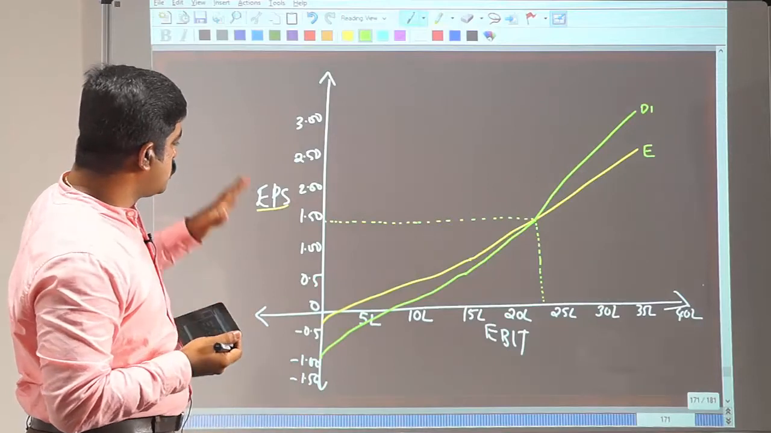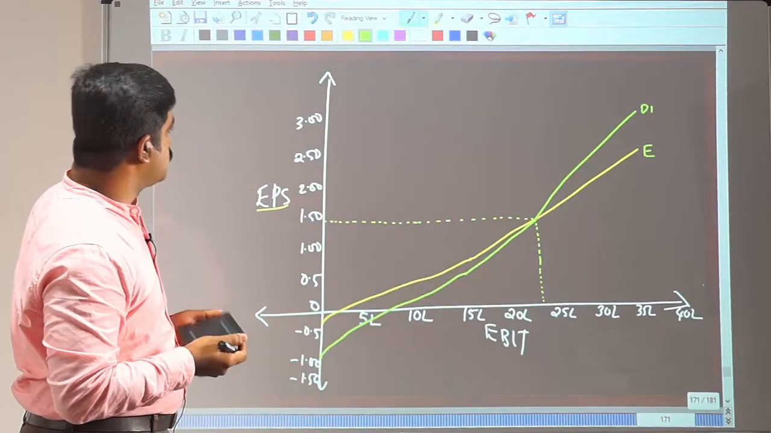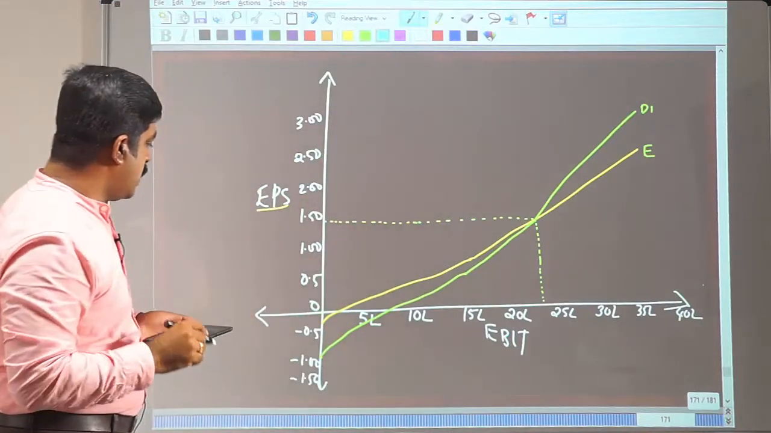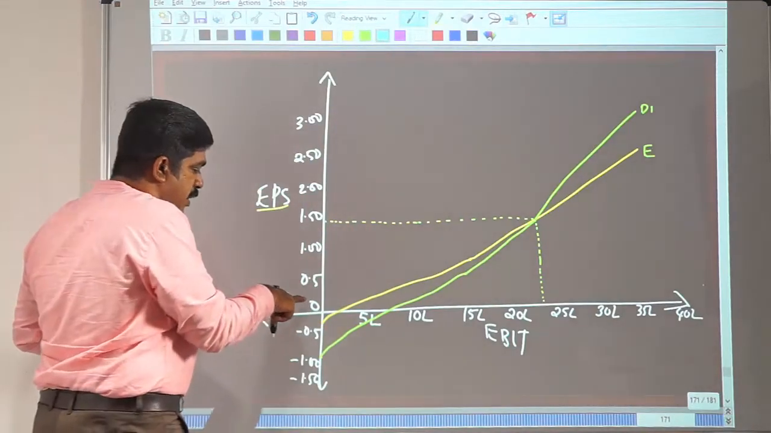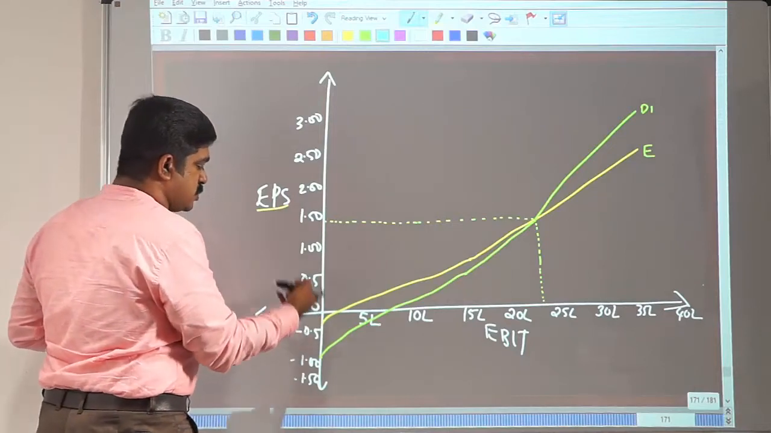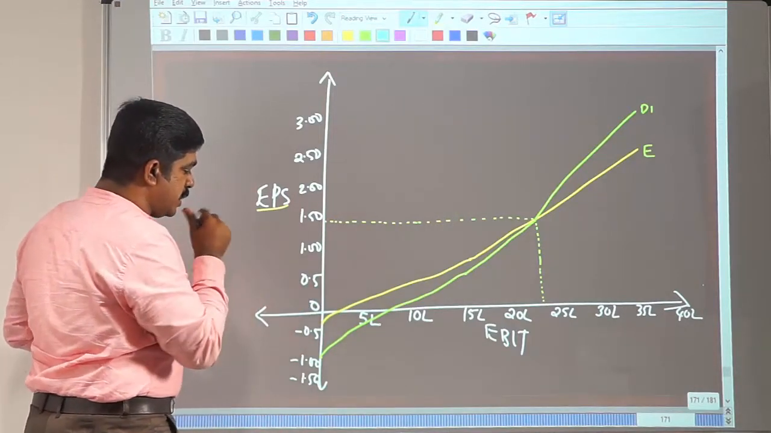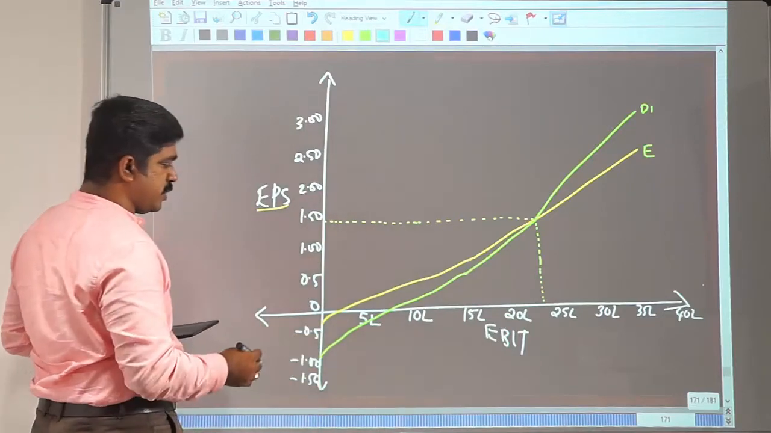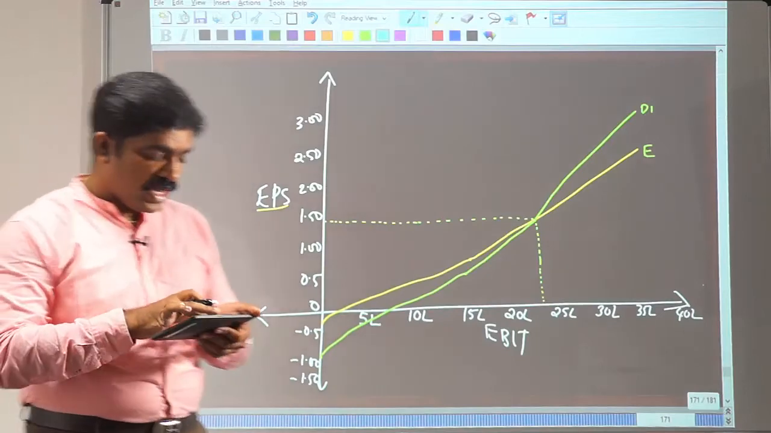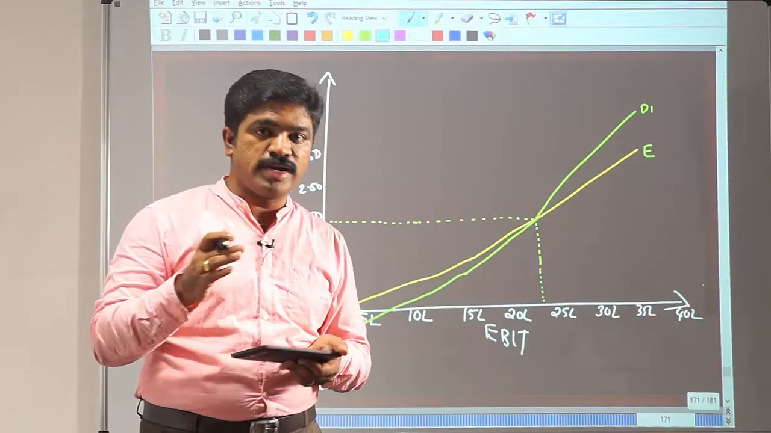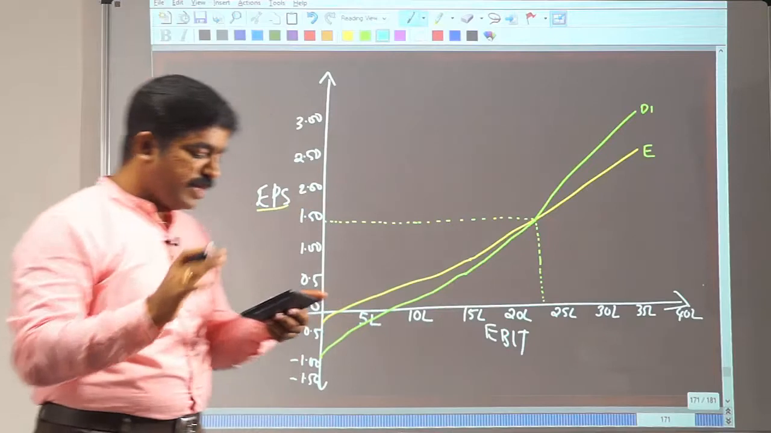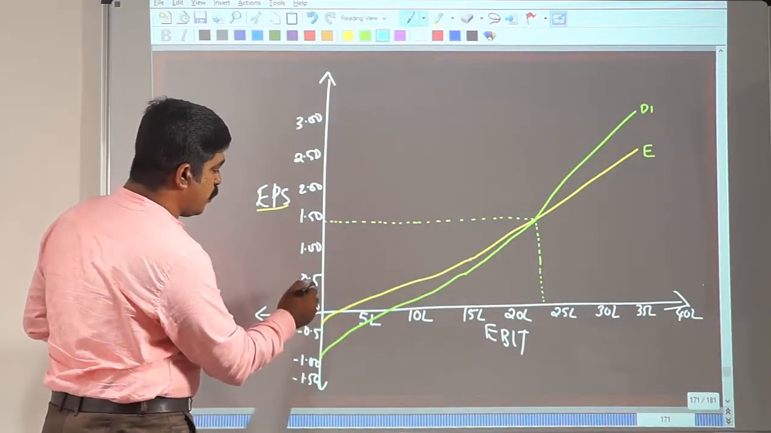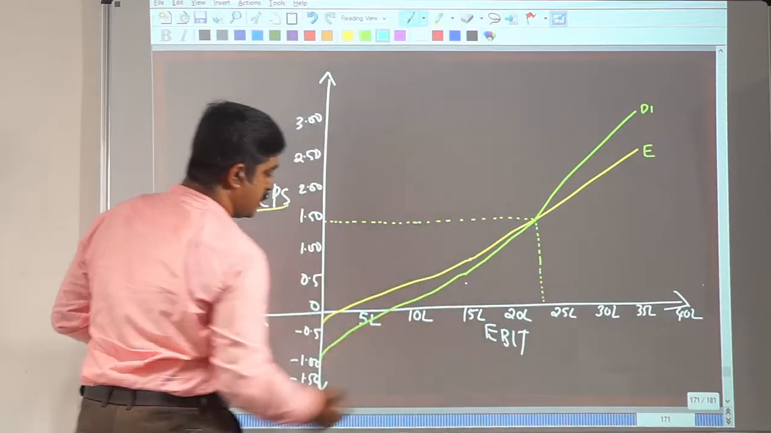Now let us also draw the line for a preference option. Let me choose a different color. Preference option: if your EBIT is 0, then it is possible that your EBT will also be 0, your EPS will also be 0, or it can be negative. So let me start somewhere from here. And what we understand is at 15 lakh level, where we have already calculated the EPS, preference share will have EPS of somewhere like 0.3. It will be somewhere like this.